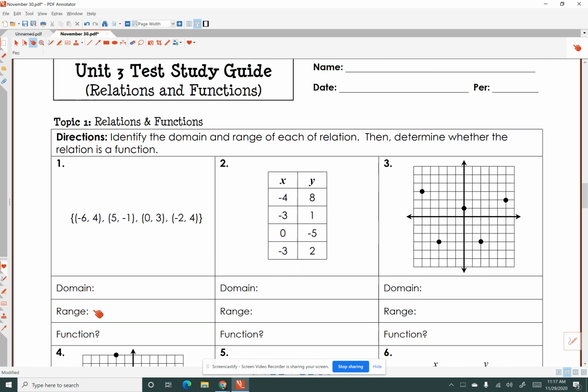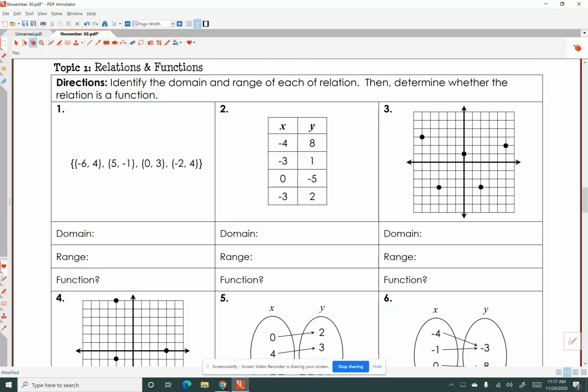So here we are, first topic, relations and functions. We are asked to identify the domain and the range of each relation. Remember, the domain is our x values. We write ordered pairs, x, comma, y. So that first value is the x value. So here's the domain. And we write them in order from least to greatest, and we use set notation. So the domain is -6, -2, 0, and 5. Put commas between each one of those.